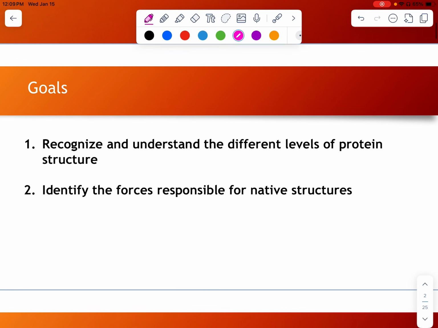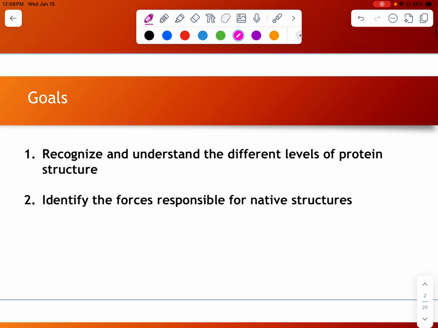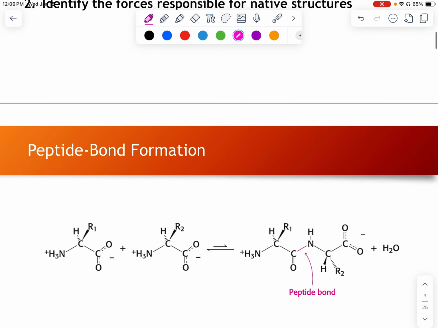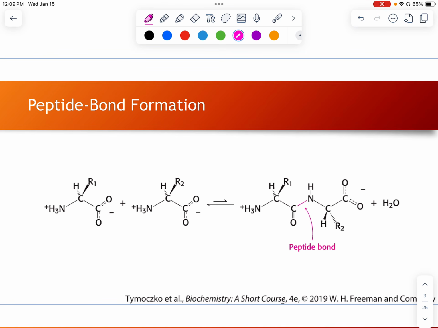So our goals in this video are really to understand and recognize the different levels of protein structure and to start thinking about the forces that are responsible for those structures. So the first thing we'll talk about is peptide bond formation.